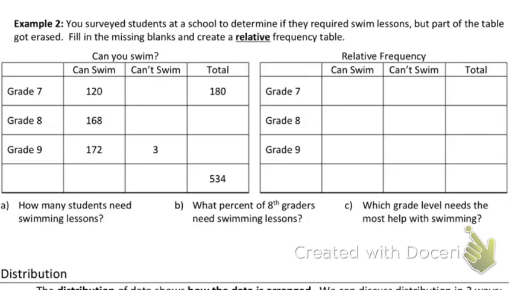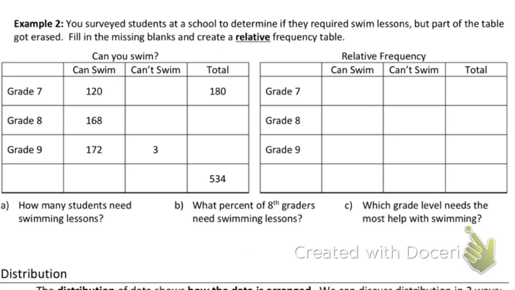All right, the next one is you surveyed students at a school to determine if they required swim lessons, but part of your table got erased. Uh-oh. Fill in the missing blanks to create a relative frequency table. Now, you might want to hold on for filling out your relative frequency table. But if you do it wrong, you just got to erase everything.